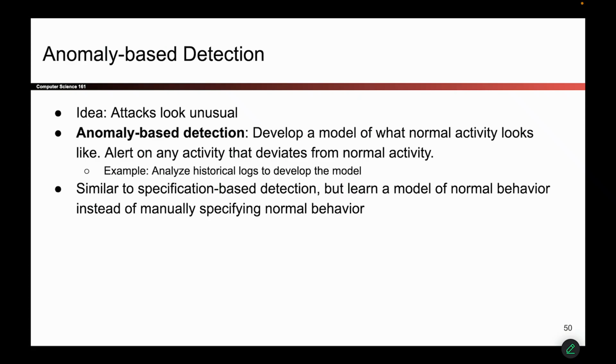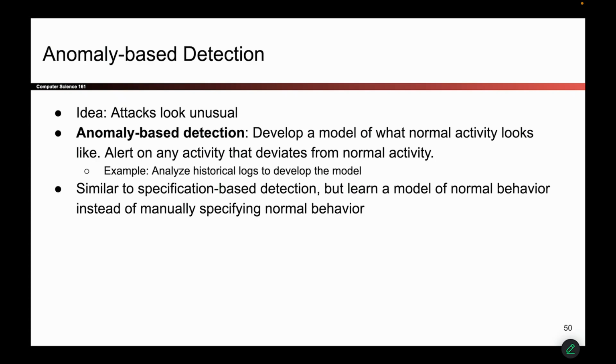OK, the third type of attack or detection strategy is anomaly-based detection. And here, we're going to take the idea we just used, where we kept a list of what's allowed and then tried to detect things outside of what's allowed. But instead of manually specifying, because that's tedious, let's try to specify things automatically. So somehow, maybe using some machine learning model, we'll develop a model automatically of what normal activity looks like.